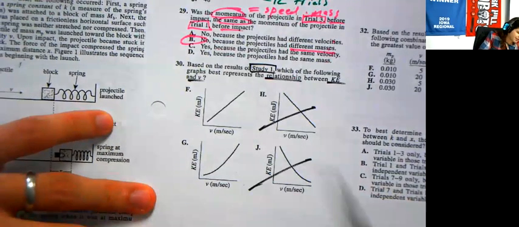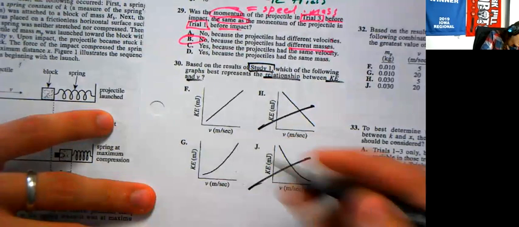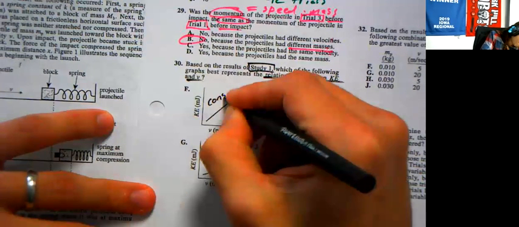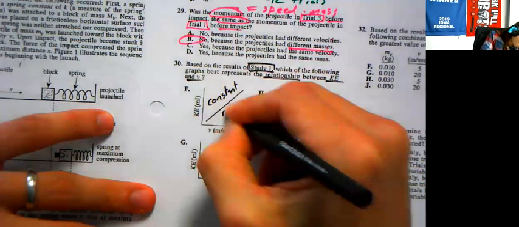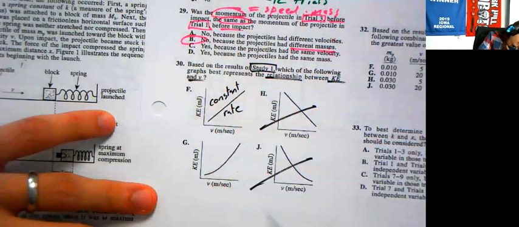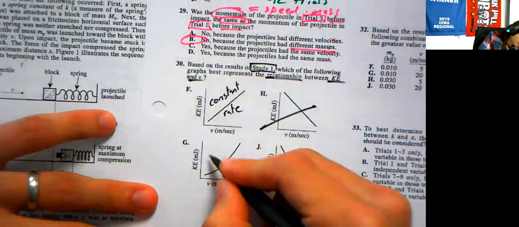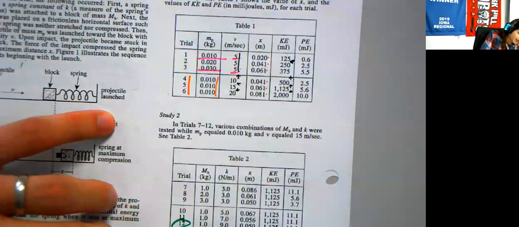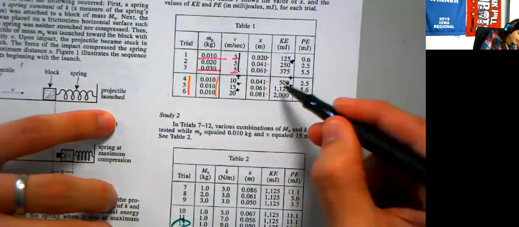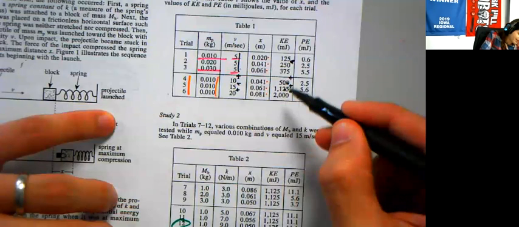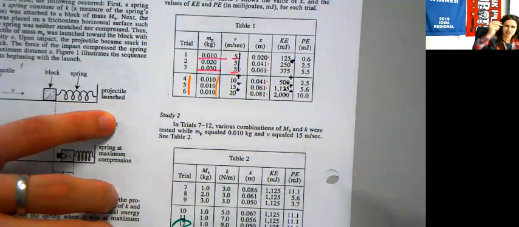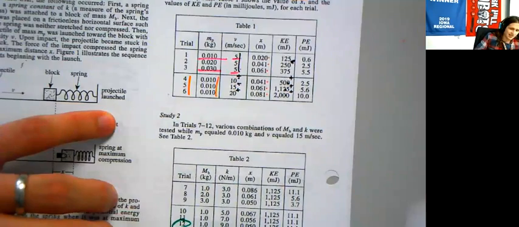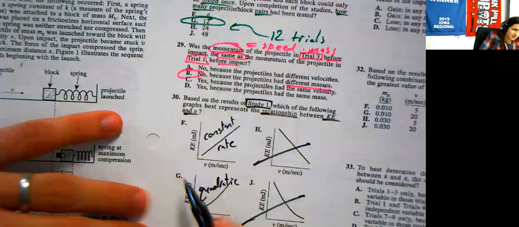How do I tell the difference between these goes up ones? This is like constant rate. And this is kind of exponential or quadratic looking. What do I see here? Well, this goes up 125, 625, 870. Oh man, that's like speeding up. It's getting faster. So that's going to be G on that one.